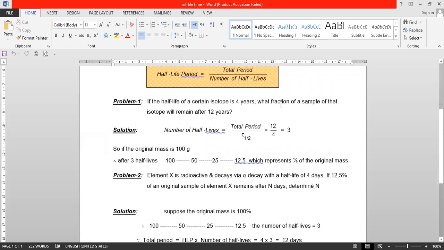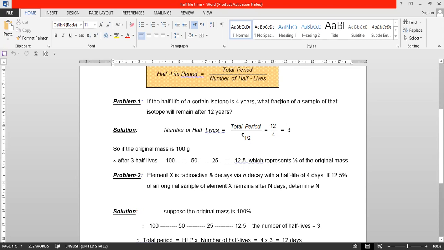Problem number one, if you have a half-life of 4 years, what fraction, meaning what mass, will remain after 12 years? 12 years is considered to be here the total period. So direct substitution in the rule, we can get the number of half-lives, which is equal to 12 divided by 4 equals 3.